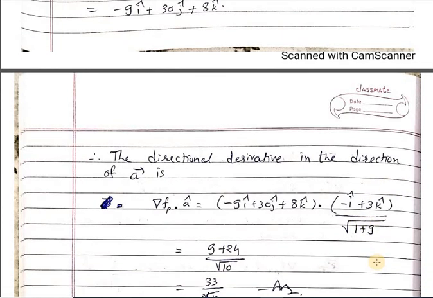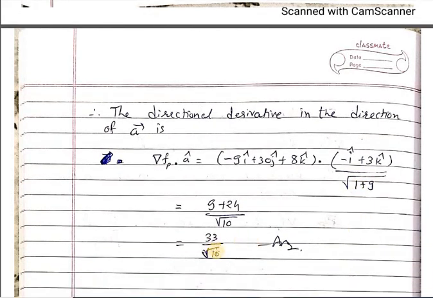Taking a dot product, that will give you minus 9 into minus 1 terms of i, plus 30 into 0 terms of j, plus 8 into 3 terms of k. So totally that will give you 9 plus 0 plus 24, and the final answer will be (9 plus 24) upon under root of 10, and that will be 33 upon under root 10. So here, in the case of gradient, you can find the directional derivative in any direction. Okay.